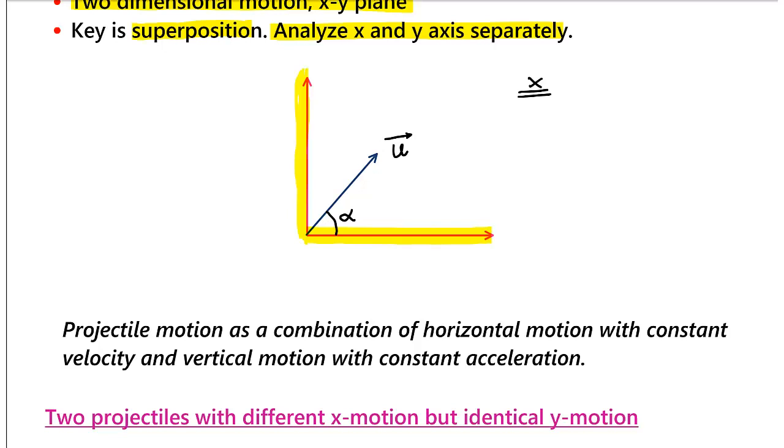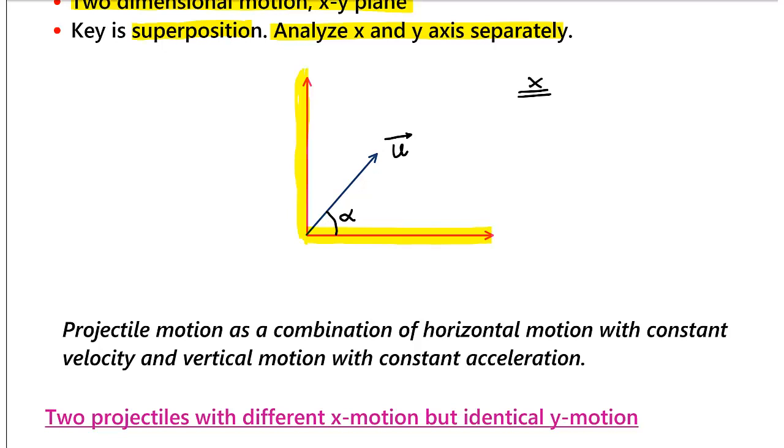I need what is the initial velocity along the x-axis, what is the acceleration along the x-axis, then I can use all the formula that we derived for one-dimensional motion. So in one-dimensional motion we derive three formula: v square minus u square is equals to 2as, s is equals to ut plus half at square, and another formula v is equals to u plus at. So these three formula that we discussed in one dimensional motion, I can apply for x motion and I can apply for y motion.